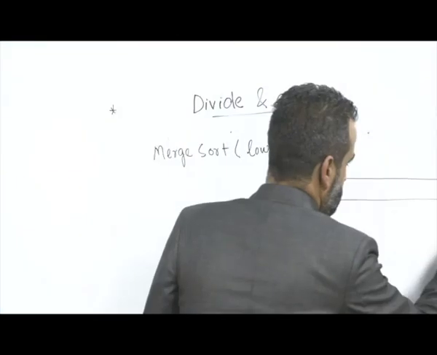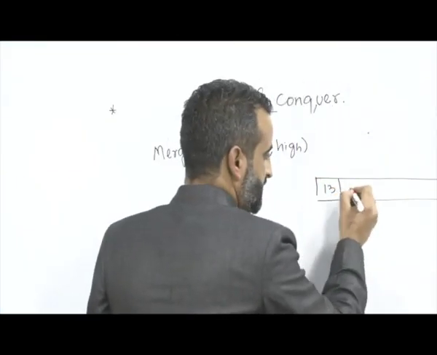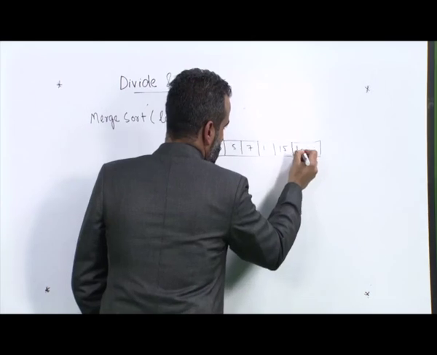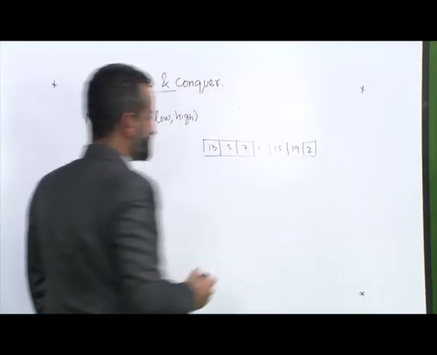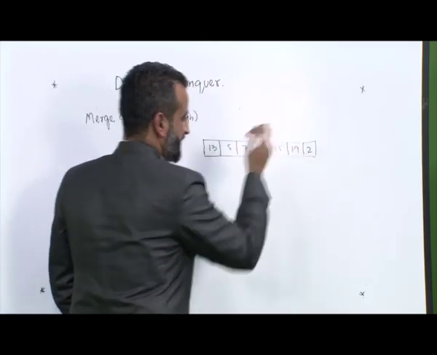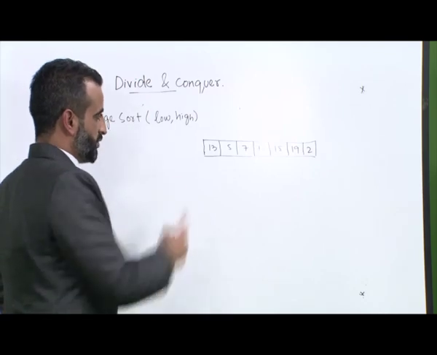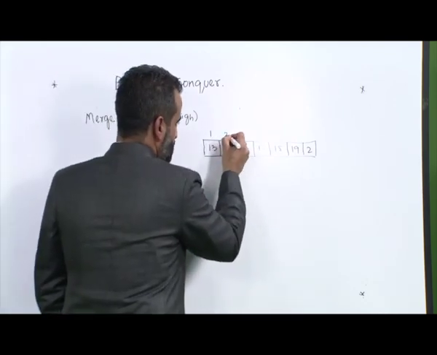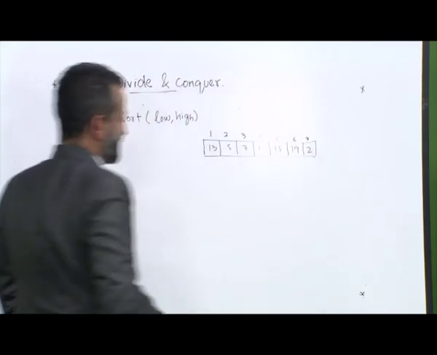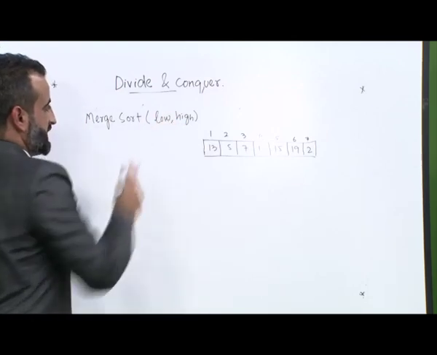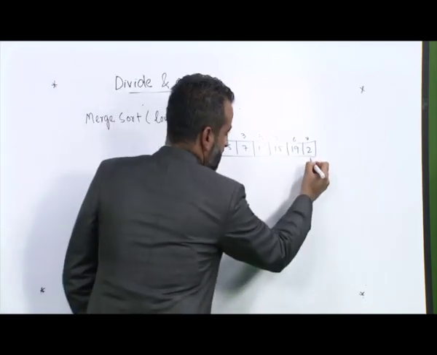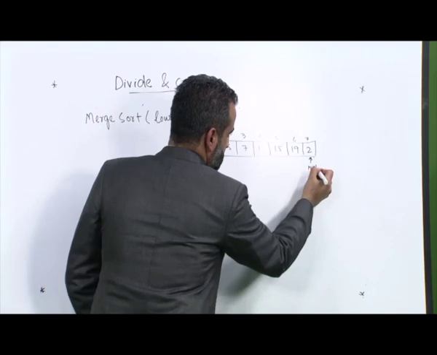Let's have a look. Let's say the elements in this array are 13, 5, 7, 1, 15, 19, and 2. This is my array, and how many elements do I have? 1, 2, 3, 4, 5, 6, and 7 elements. Let's give proper indexing to all these elements: position 1, position 2, position 3, 4, 5, 6, and 7. So the low index will point towards the first element in this case, and the high will point towards the last element.